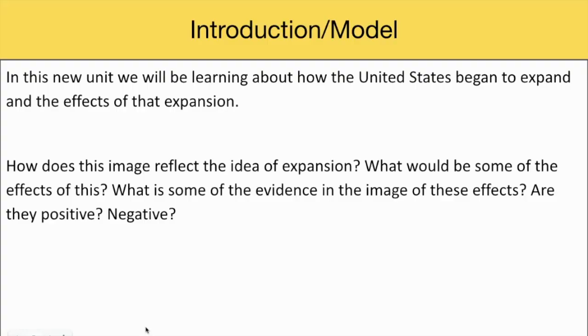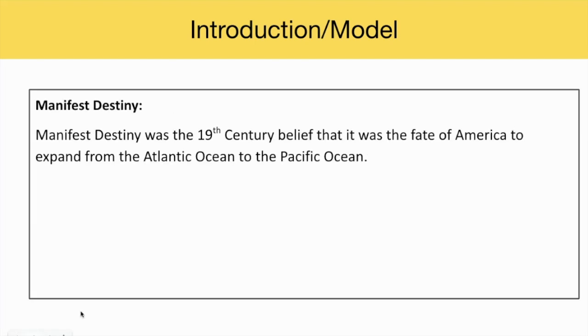In this new unit, we will be learning about how the United States began to expand and the effects of that expansion. I want you to think about the following questions. It will also be helpful to preview this definition that we will be coming back to a lot this unit. Manifest Destiny. Manifest Destiny was the 19th century belief that it was the fate of America to expand from the Atlantic Ocean to the Pacific Ocean.